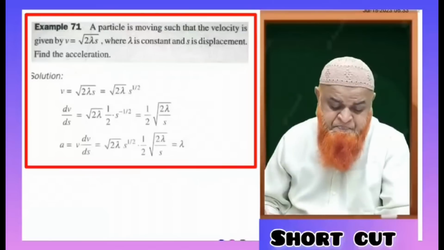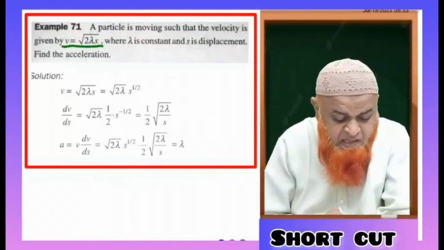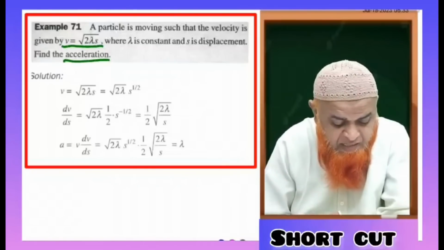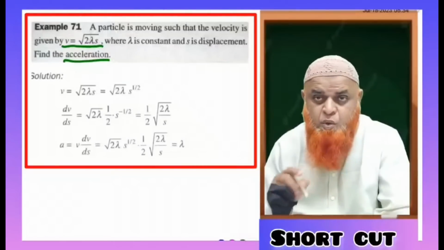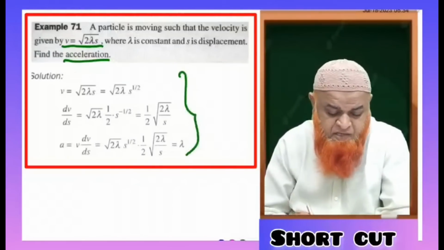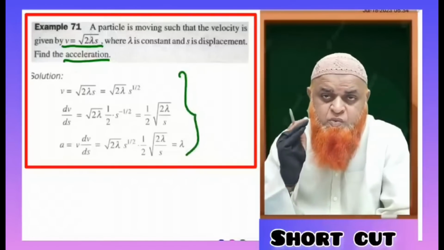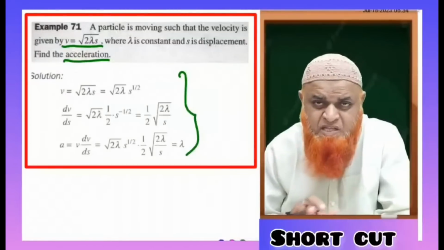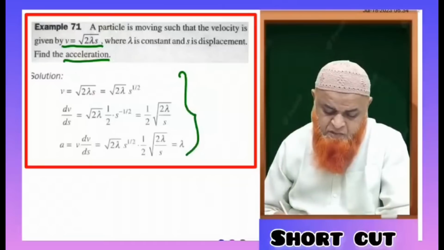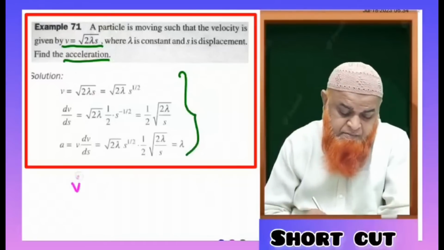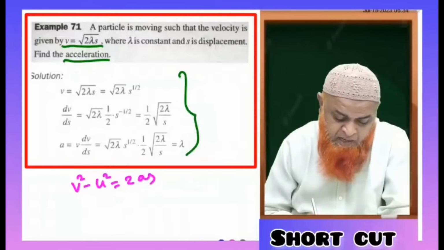You can just see now. My dear students, here if you observe, he is asking us to find out acceleration, and the equation is given like this: v is equal to square root of 2 lambda s. You can see this lengthy method given in the books, and he is using differentiation, which is very tough for BiPC students because there is no mathematical background in their intermediate. So I'll teach you a simple shortcut method. You can just see, you can write here v square minus u square is equal to 2as.